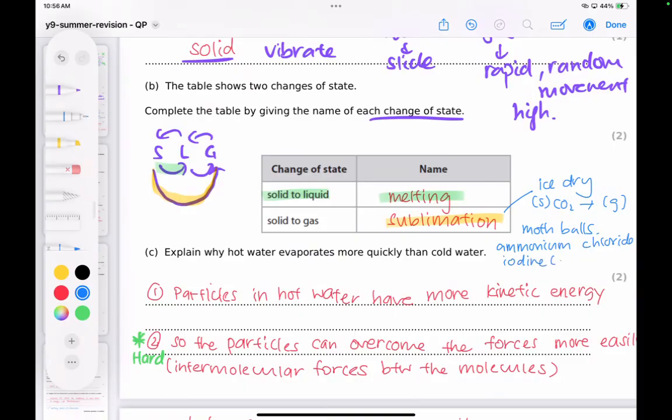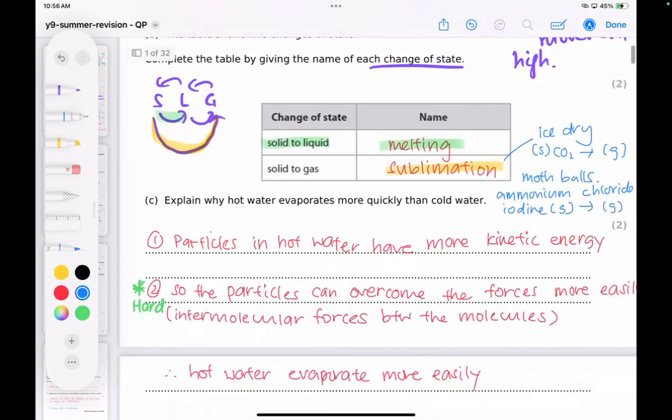So you start off with solid iodine that is grayish in color. But if you heat it, it will turn into a vapor. So that will be purple iodine vapor. Okay, so that's sublimation, turning directly from a solid to a gaseous state.